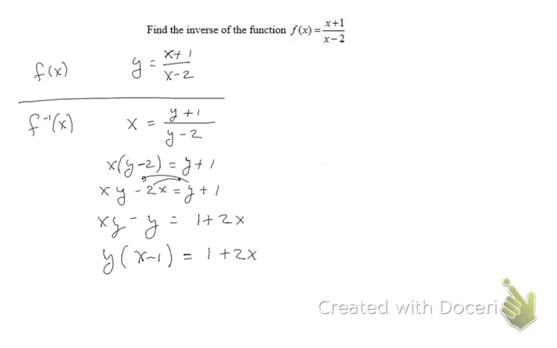And then if I divide both sides by x minus 1, I'll end up with y is equal to 1 plus 2x over x minus 1. And now I just need to remember that y is standing in for f inverse. So this is f inverse of x, which will be in descending order 2x plus 1 over x minus 1.